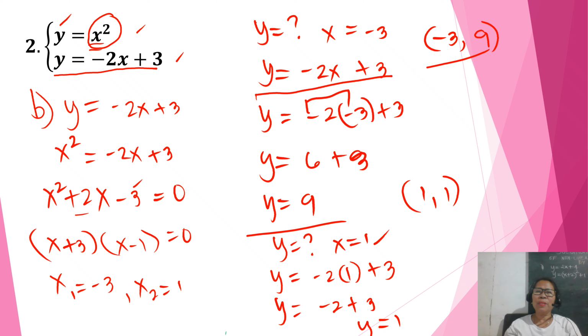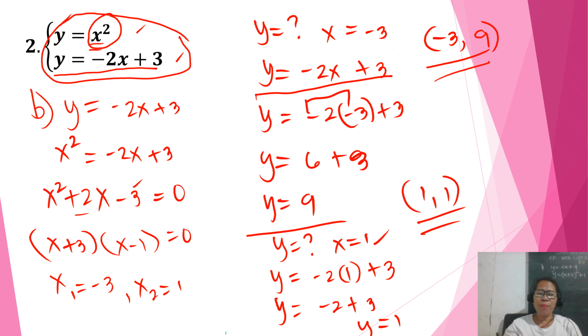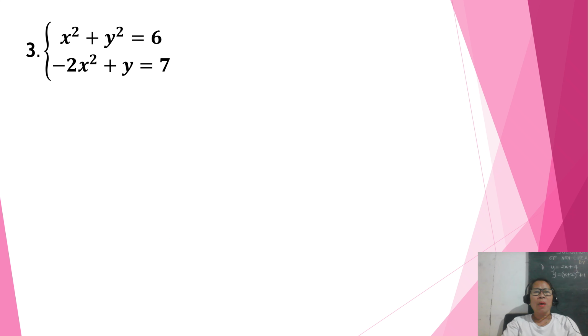So the negative 3, 9 and the 1, 1 are the solutions to this system. I will leave the checking to you. Let us try the next system.